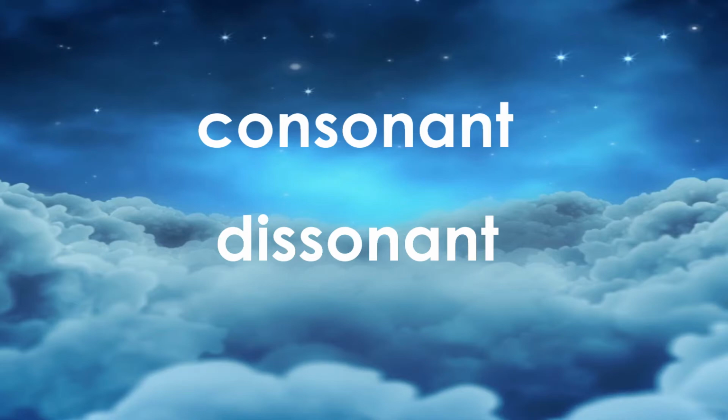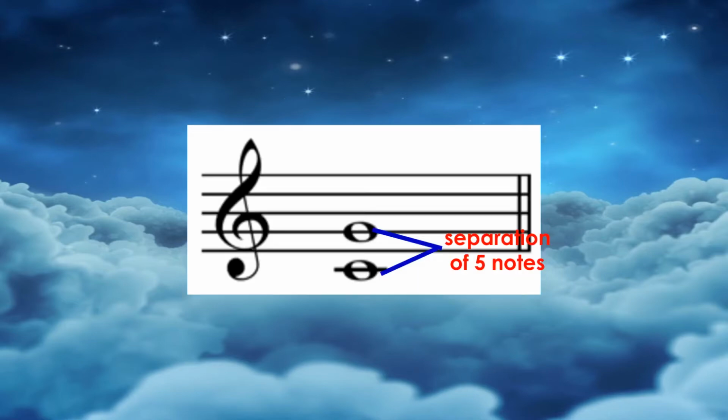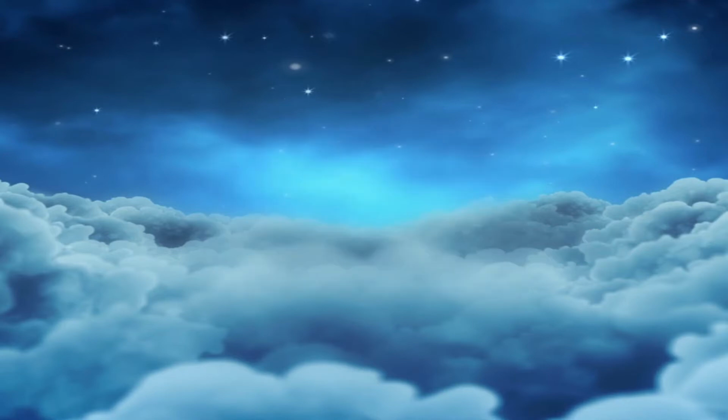The most consonant intervals are the octave, perfect fifth, and perfect fourth. Octaves sound like a higher or deeper version of a note, which is why they have the same letter names.